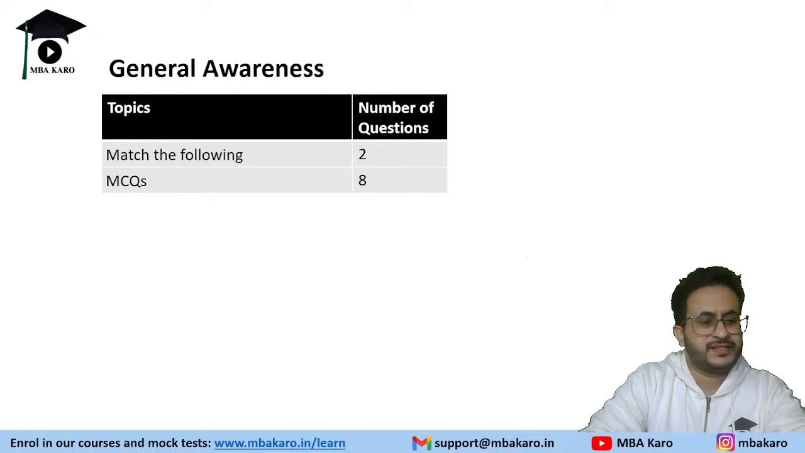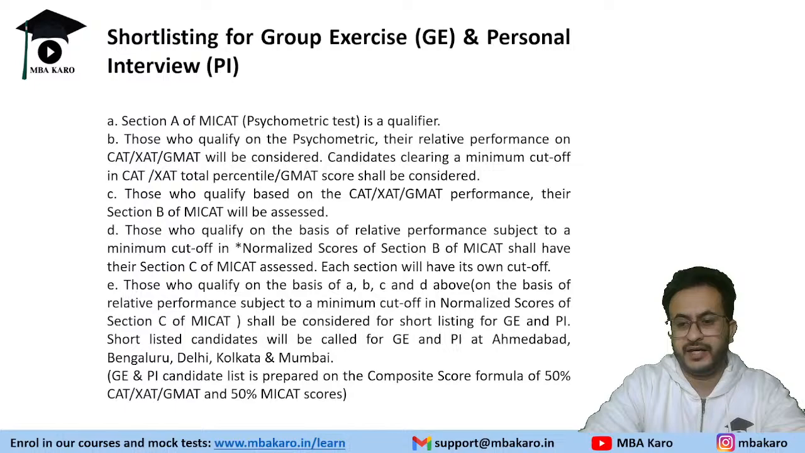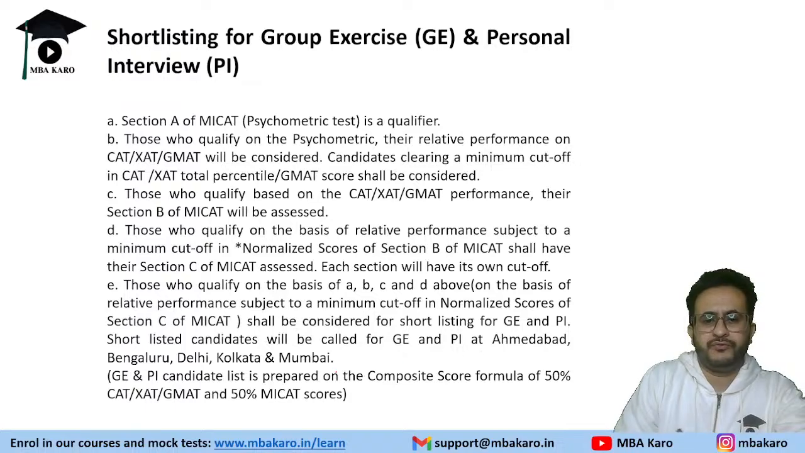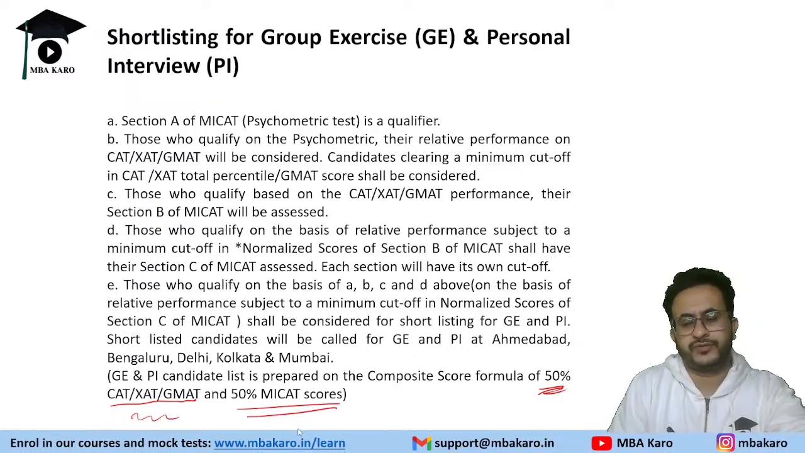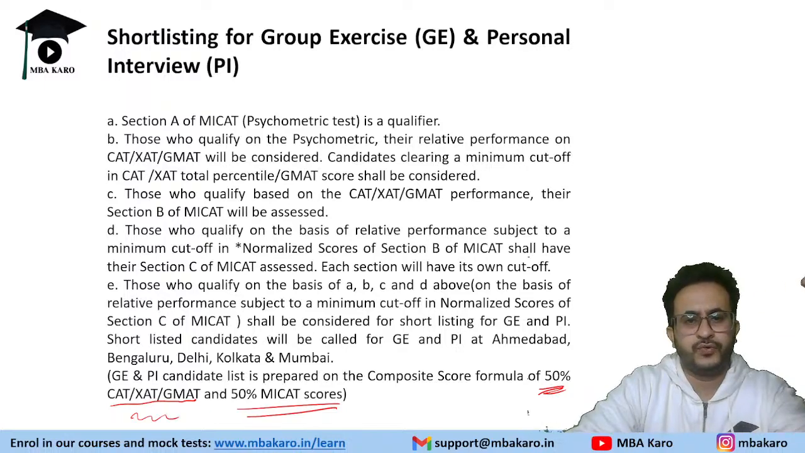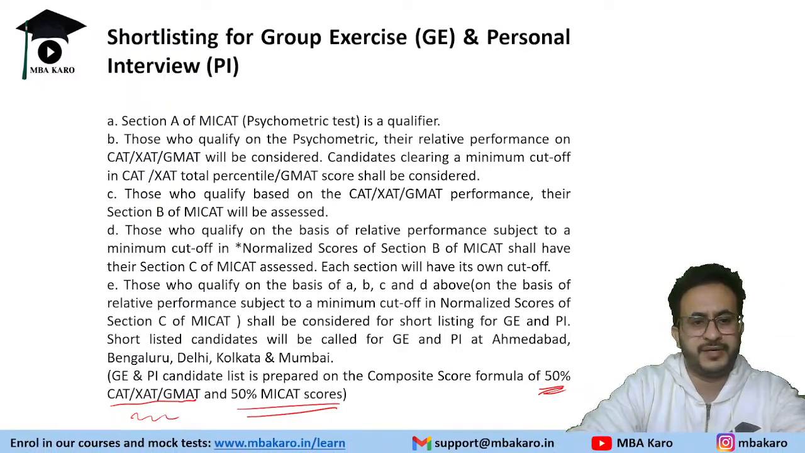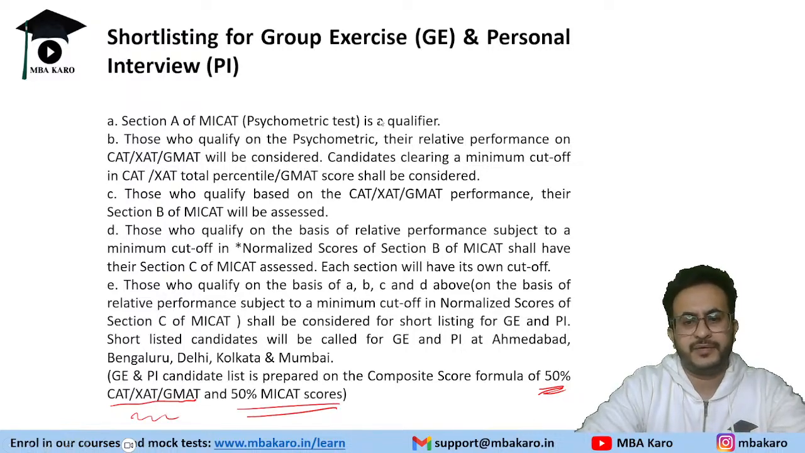Now we will discuss the criteria. You must be interested to know what the cutoff would be, based on past years' predictions. For the selection criteria, you have to appear in one of the exams like CAT, XAT or GMAT. 50% weight goes to that qualifying exam and 50% to MICAT scores. So if your CAT or XAT score is decent, maybe you will require lesser marks in MICAT, and if that score is on the lower side, you will require higher marks in MICAT.